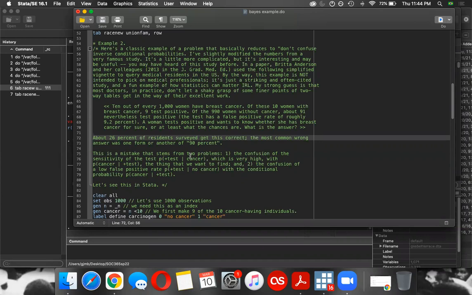So those are inverse conditional probabilities. And second, it might have to do with the confusion between a low false positive rate, in other words the probability of a positive test given no cancer, which we see above is only about 9% or so, with the conditional probability of cancer given a positive test, which again is the thing that we hope to find. So let's turn and see this in Stata.